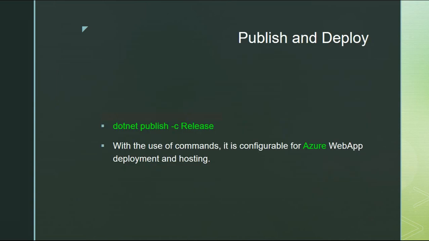publishing and deploying. So this is the primary command to publish a Blazor application. There are several other commands that you can use with the single-threaded application implemented by developers. Based on those commands, you can develop the definition as well.